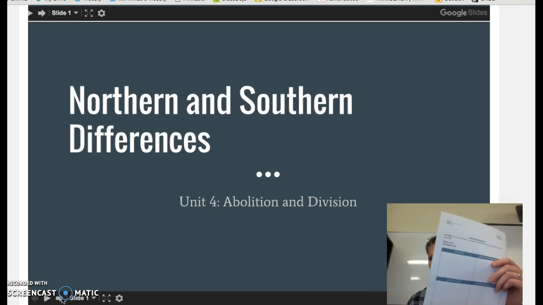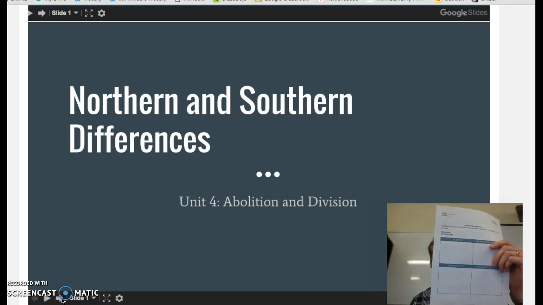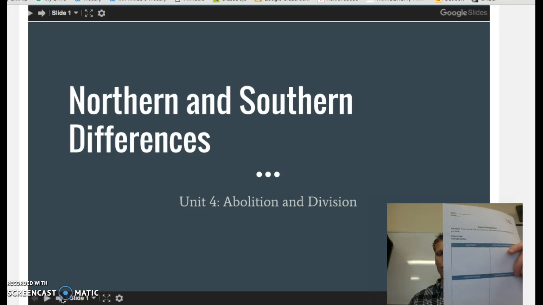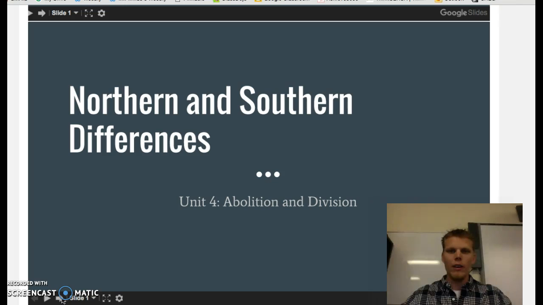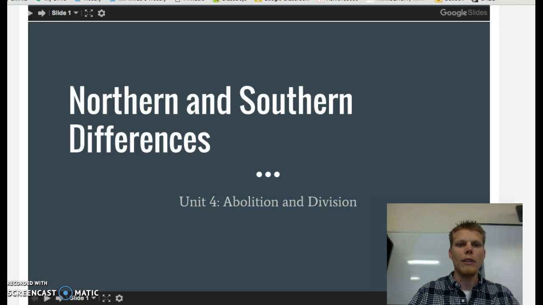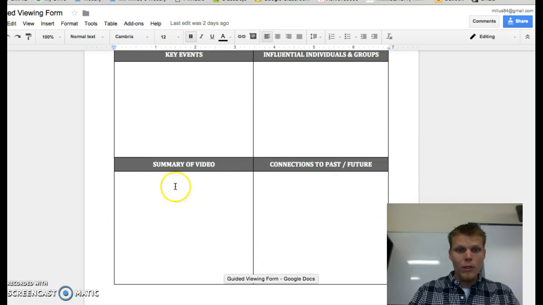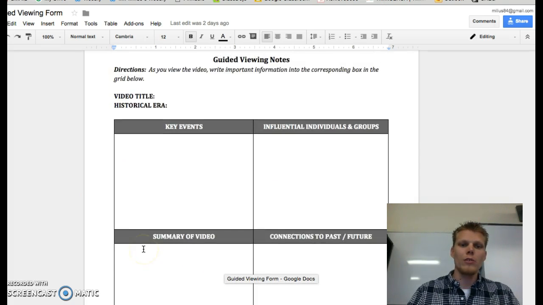One thing you guys should have out and be ready to be working on is your guided viewing notes. If you don't have a piece of paper like this from Mr. Milius, you can go ahead and draw that in your composition book. Okay, and if you need a quick shot at what that looks like, bam, that's what it looks like, guys. You're focusing in on the key events, influential individuals and groups, connections to past and future, and then at the very end, of course, you're going to write your summary.